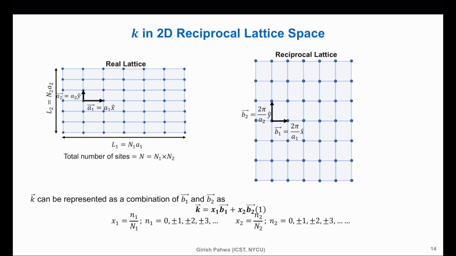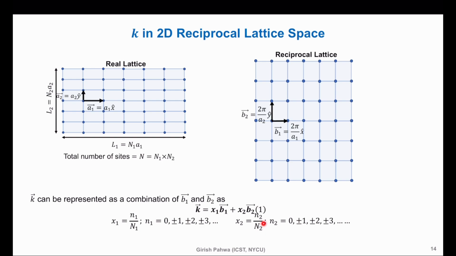So x1 is going to be equal to n1 divided by capital N1, where n1 is any integer. Capital N1 is the number of atoms stacked in this direction, the x direction. And n1 is equal to 0, plus minus 1, plus minus 2, whatever. And x2 is n2 by capital N2. Capital N2 is the number of atoms stacked in the y direction. So it's just an extension of the 1D. In 1D we only had b1 and x1. Now I have b2 also, and x2 is this. Simple extension.